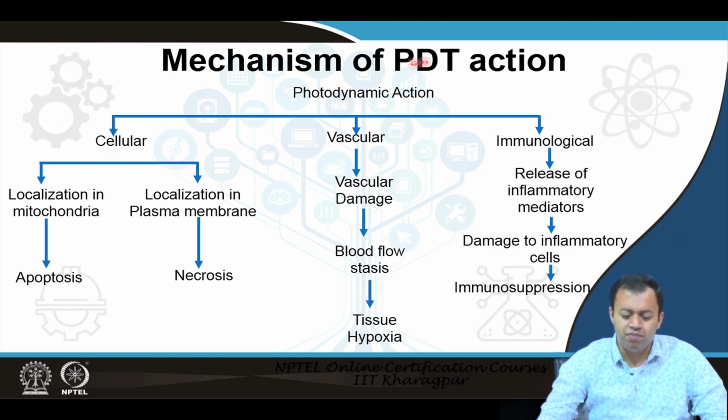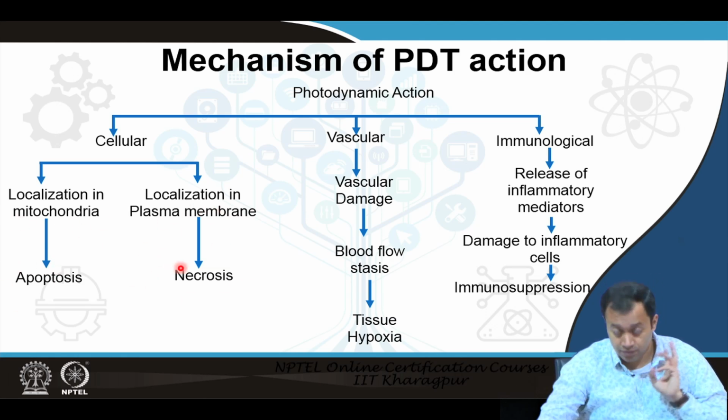Cellular, in which the PDT drug localizes in mitochondria or in the plasma membrane. Mitochondrial localization thereby destroys the mitochondria, and localizing in the plasma membrane thereby oxidizes, burns, melts the plasma membrane. Their results are apoptosis and necrosis. What are they? Wait, next slide, I am coming to that. I have a very cool thing to show you.